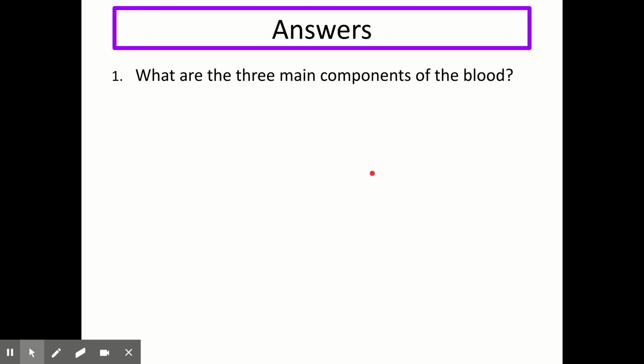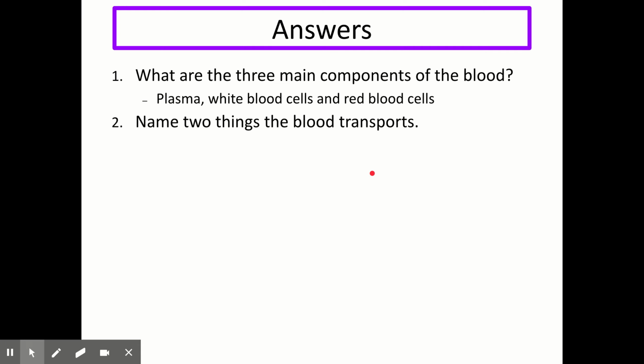So the first question was, what are the three main components of the blood? Well, they are plasma, white blood cells, and red blood cells. The second question was, name two things the blood transports. So any two out of the three that I gave you on one of the previous slides. So nutrients, oxygen, and carbon dioxide.